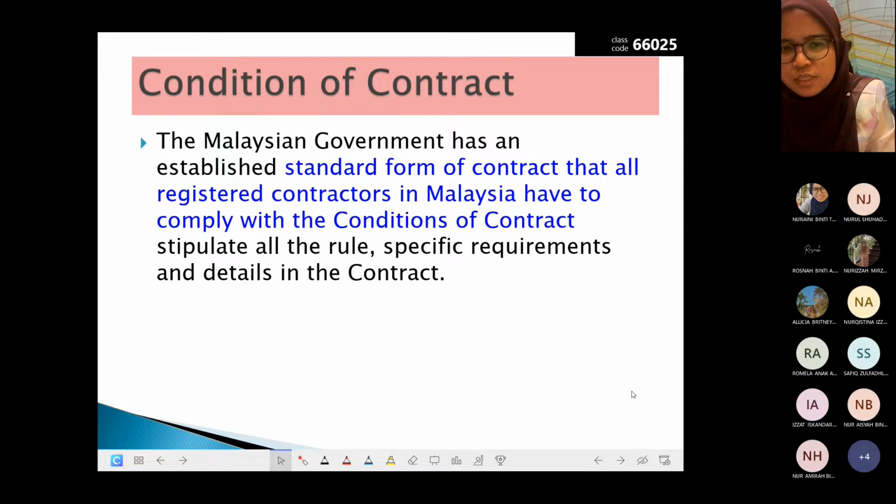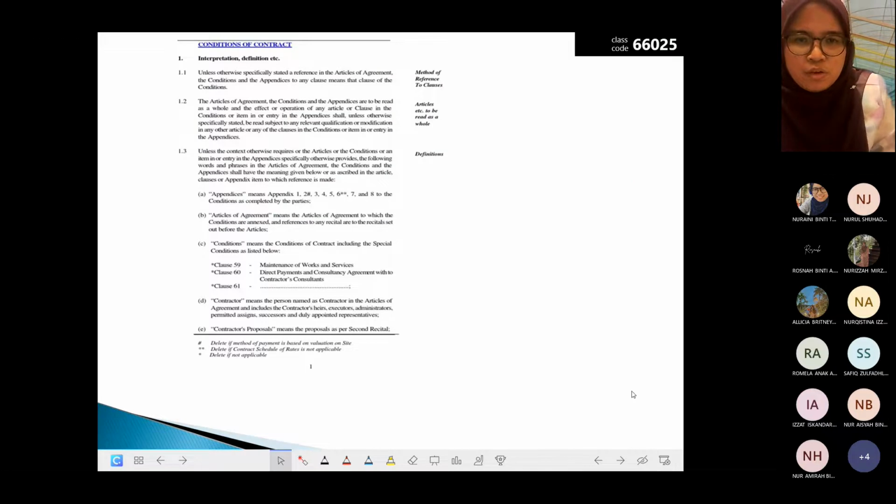So dekat Malaysia kita guna standard form of contract. So semua orang akan gunakan condition yang sama. Okay. Stipulate all the rules, specific requirement and details in the contract. So condition yang sama. So dia berbeza on the certain part according to the project lah. Okay, ada sesuatu part yang dia orang ubah lah. Tapi mostly kalau kita tengok JKR punya condition tu sama. Okay, SO tu siapa, superintendent officer siapa kan. Payment kena bayar berapa hari selepas approve. That is the condition lah. Macam ni. Condition of the contract.